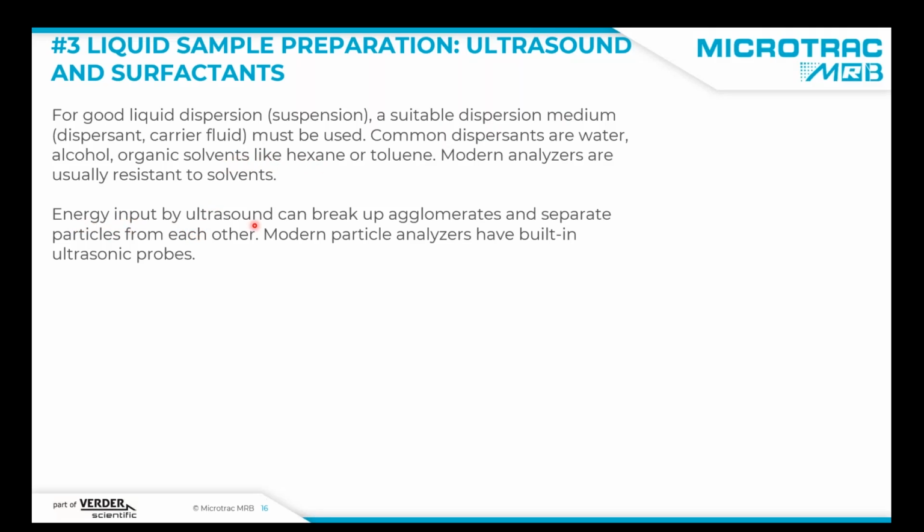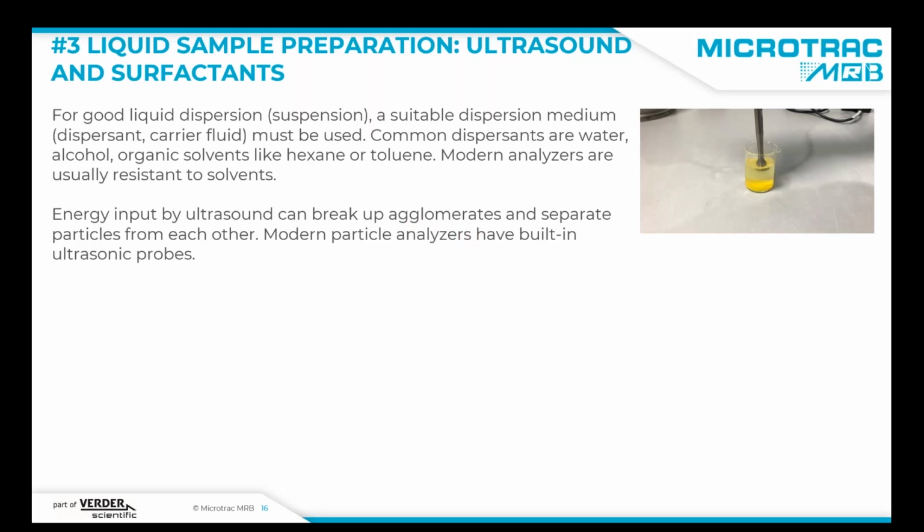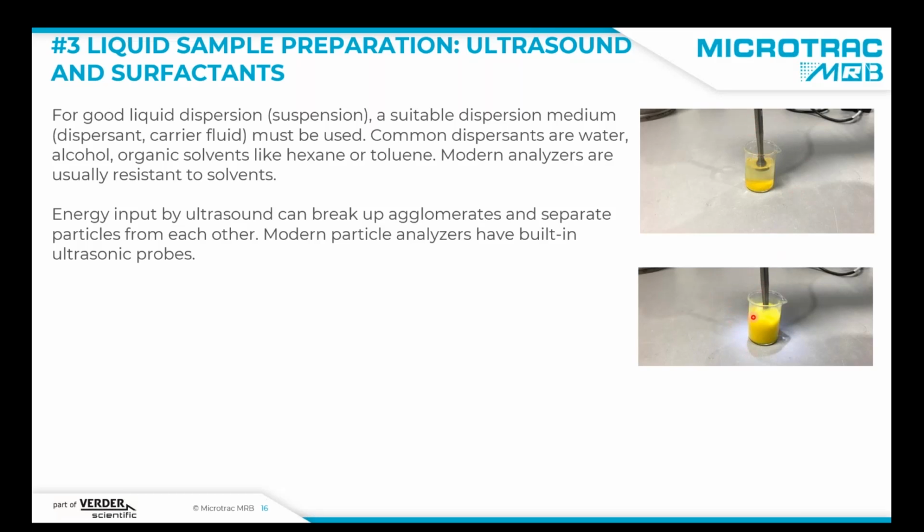Particles like to stick together and form agglomerates, and these agglomerates can be broken up in the suspensions by the use of ultrasound. Most modern particle analyzers have built-in ultrasonic probes. The effect of ultrasound can be observed here. This is a sample of yellow pigment. It has settled down in form of agglomerates at the bottom of the beaker. I have put in here an ultrasonic probe, and as soon as this probe is starting, you see these agglomerates are broken up, and this turns into a cloudy suspension, and we can measure the single particles.